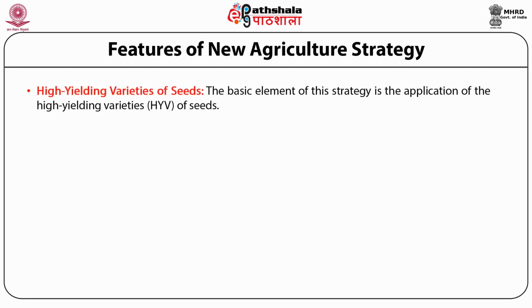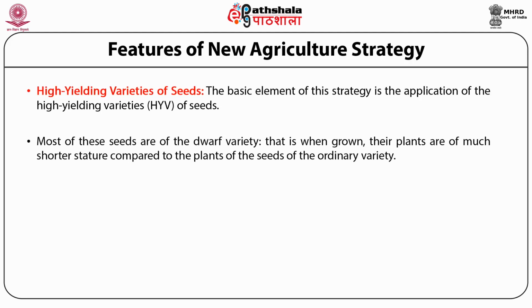High yielding variety of seeds. The basic element of this strategy is the application of high yielding varieties of seeds, HYV. Most of these seeds are of the dwarf variety, that is, when grown, their plants are of much shorter stature as compared to the plants of seeds of the ordinary variety. These seeds mature into plants in a shorter period of time.